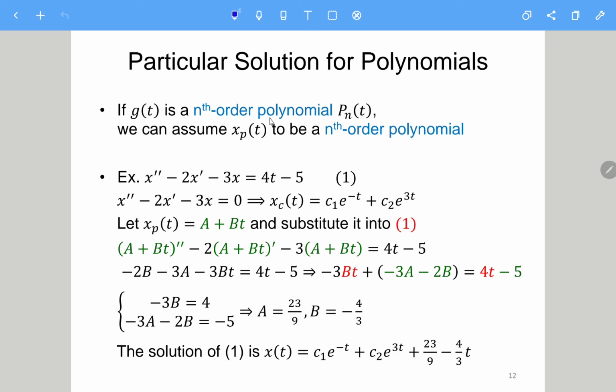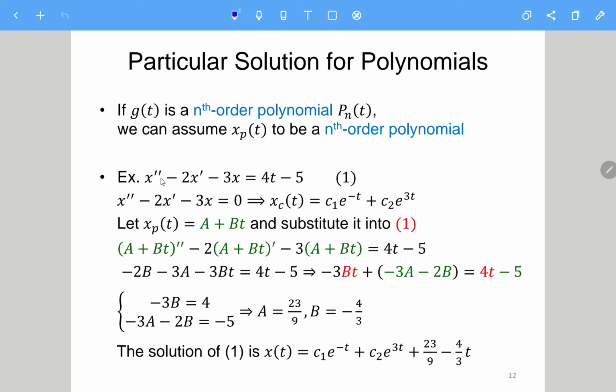Okay, so here for the first type, if g of t is an nth order polynomial, we denote it as P sub n of t. So n stands for the order of the polynomial. We can also assume x_p of t to be another nth order polynomial.